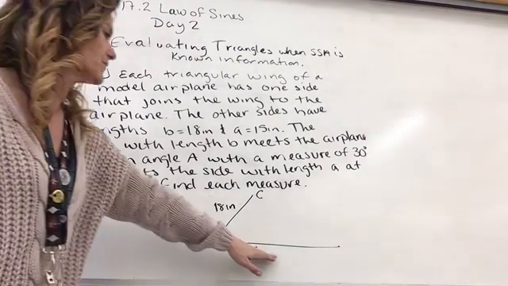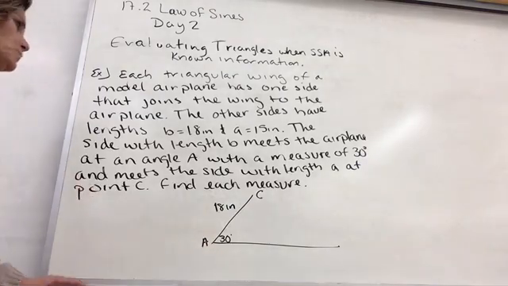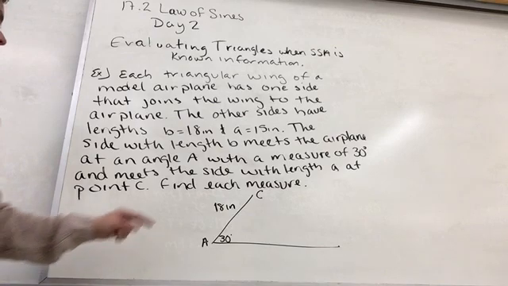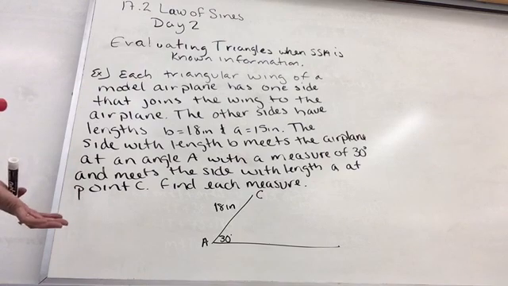So here's B meeting at angle A, and it's 30 degrees. And meets the side with length A at point C. I think I wrote that right. That doesn't sound quite right, but it meets the side with length A at point C. We're going to find each measure. So the first thing we want to do is determine how many possible triangles we have.